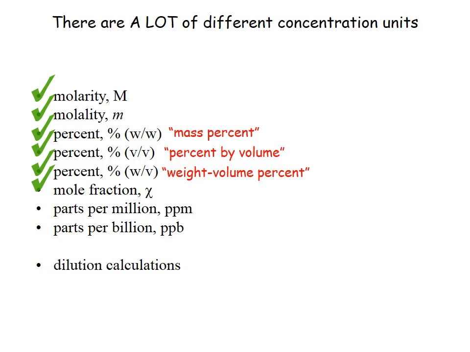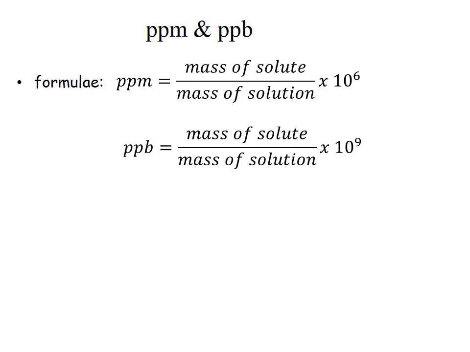Now we can cross off mole fraction, and we're going to do parts per million and parts per billion together because they are very similar. So ppm and ppb, those are the abbreviations. The formulas are given here: mass of the solute divided by mass of the solution. For parts per million, you multiply by 10 to the 6th. For parts per billion, you multiply by 10 to the 9th, which is a billion. This is similar to percent, except that instead of multiplying by 100, you multiply by a million or a billion.